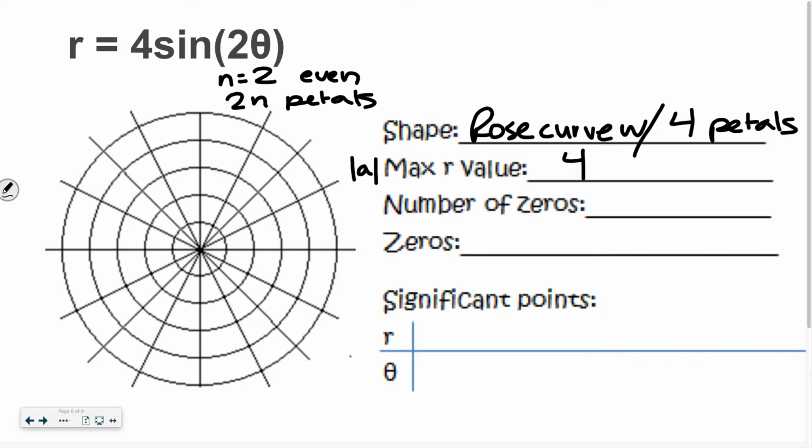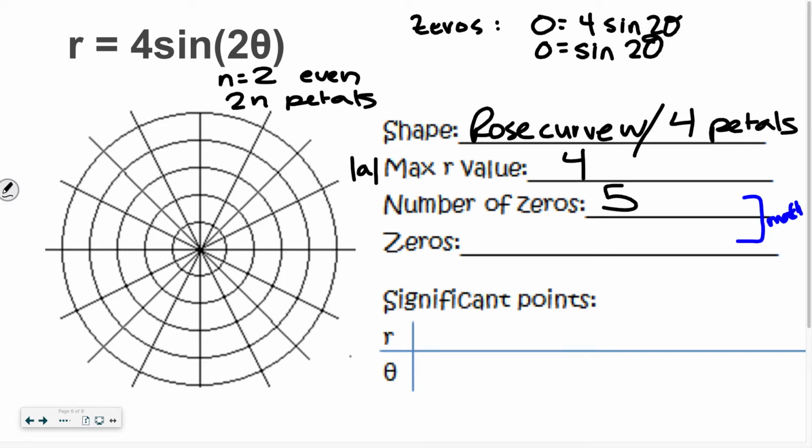Sine always has 1 more because it starts and ends at the pole, so it's got an extra one. Now, if you say that it has 5 zeros, remember on the next line when I ask for the zeros, they have to match. So I'll have 5 angles listed right there. To find those 5 angles, I go back to my equation, set R equal to 0, divide by 4.